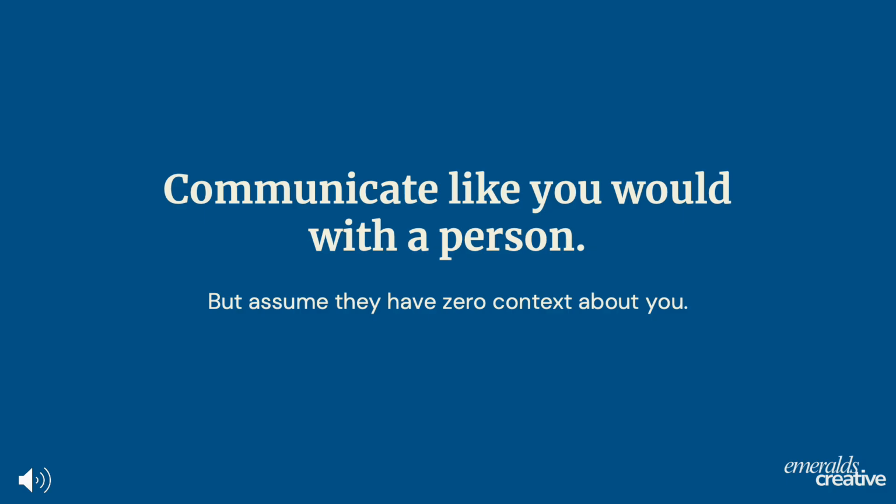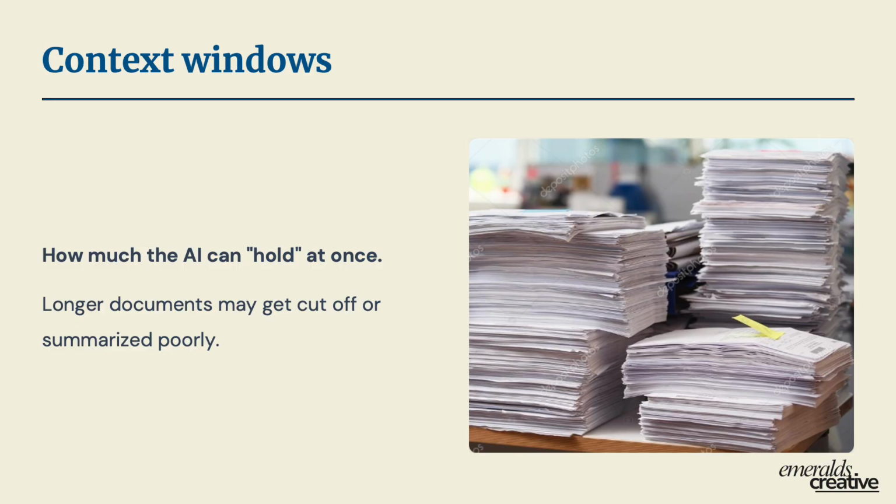Here is a useful mental model. Communicate like you would with a smart, capable colleague who just started today. They are intelligent, they follow instructions, but they know nothing about you, your publication, your beat, your preferences, or what you've been working on. Don't assume social cues carry over. Don't assume they know what good looks like to you. Spell it out.